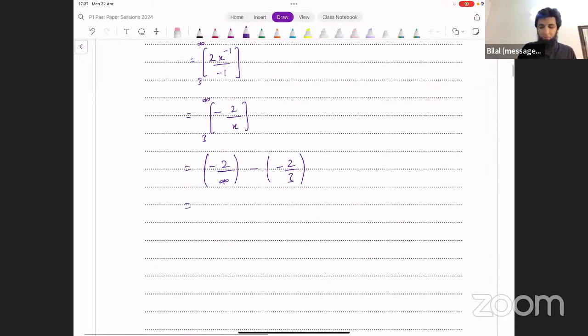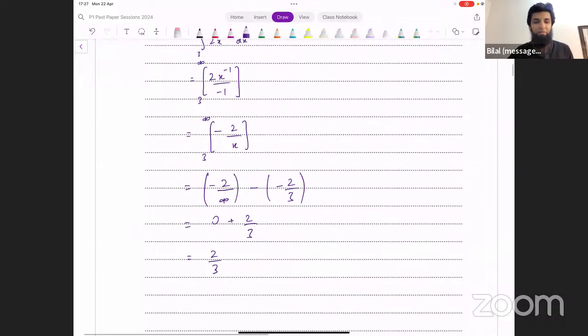Now, what's this? Minus 2 over infinity. That means minus 2 over an extremely large number. What does that become? 2 over an extremely large number is going to be something very close to 0. So this whole expression basically goes to 0, right? What are we left with? 0 plus 2 over 3. So the result that we get from this is 2 over 3. All right, that's the final result that we get in this.